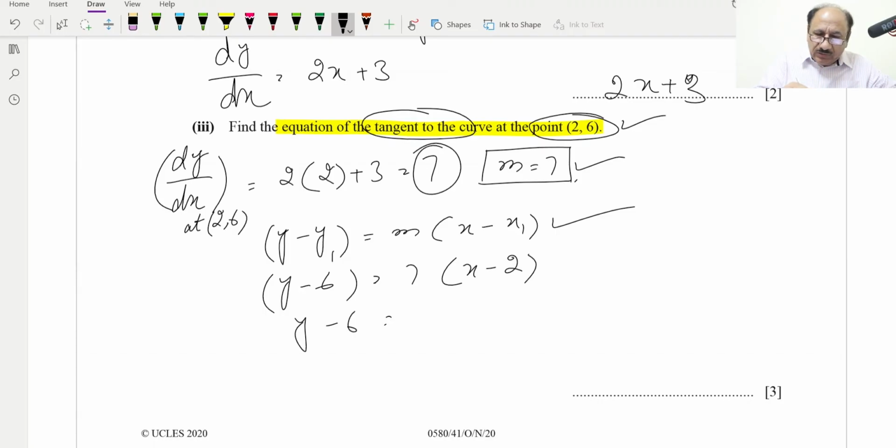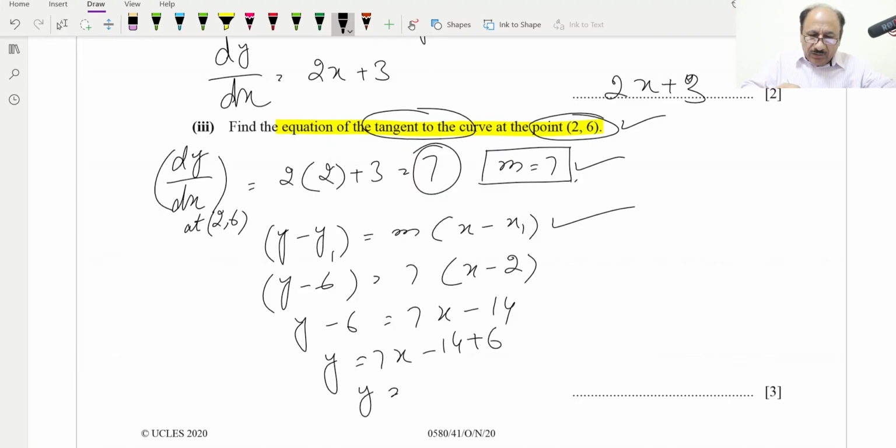Y minus 6 is equal to 7x minus 14. So y is equal to 7x minus 14 plus 6, and the final equation will be y is equal to 7x minus 14 plus 6, which will be minus 8. So this will be our final equation: y is equal to 7x minus 8. This is a 3 marks question which we have done.